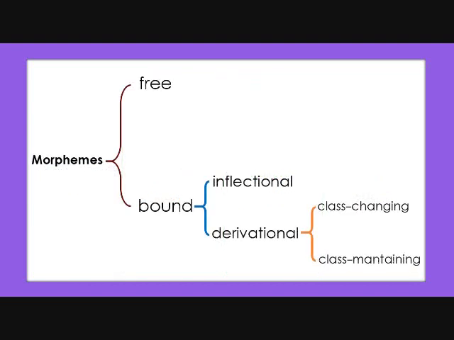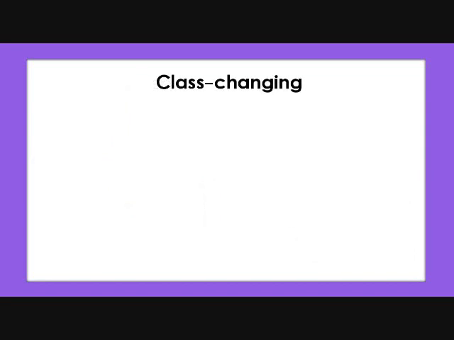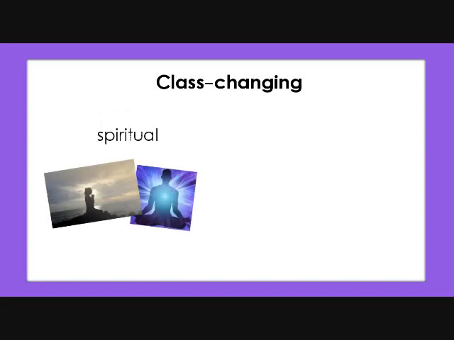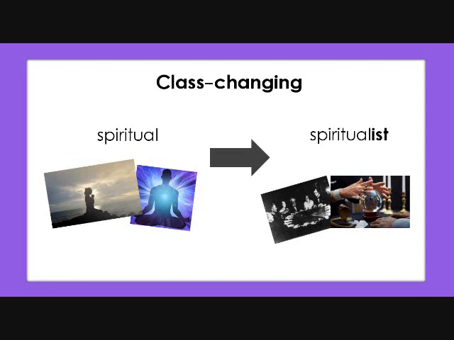Class-maintaining. They are those that don't change the function or class of the word. The word stays the same, however, it can change the meaning of the word, and it does. Spiritual is something related to religion or concerning to the soul. Spiritualist is now a person who is interested in the spiritual world or belongs to the movement of spiritualism. Both are adjectives, but mean different things.